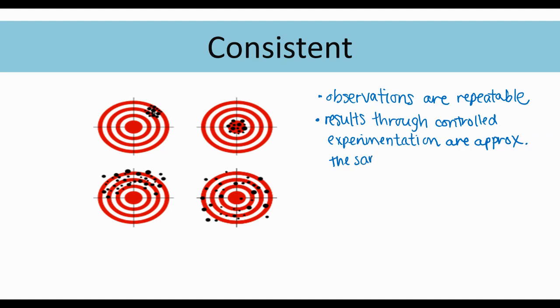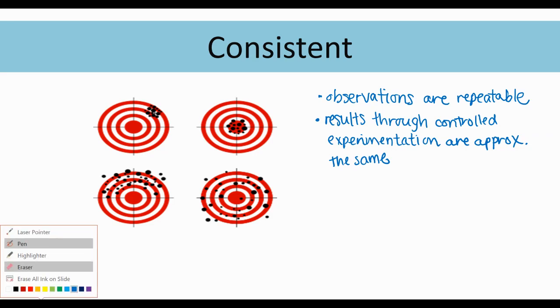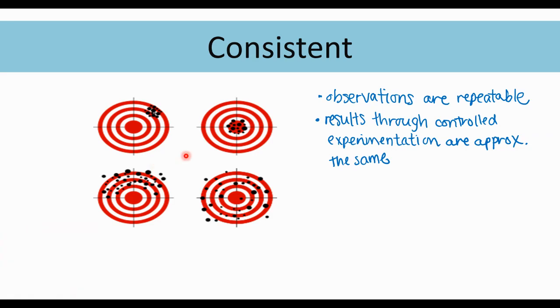Okay, so if we look over here at the targets which are serving to model this, we can see that this fourth target right here is not consistent at all. The results are all over the board. So we do not want our data in a scientific investigation or experiment to look like this. We want it to look something more like this or this. So we need that consistency in our results.